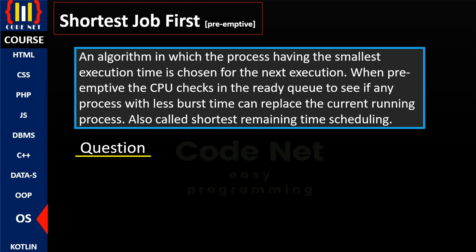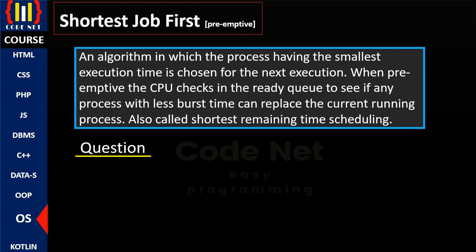Then the process that was being executed by the CPU will go back in the ready queue to wait for it to become the smallest of the processes that are already in the ready queue. So shortest job first is sometimes called the shortest remaining time scheduling algorithm.